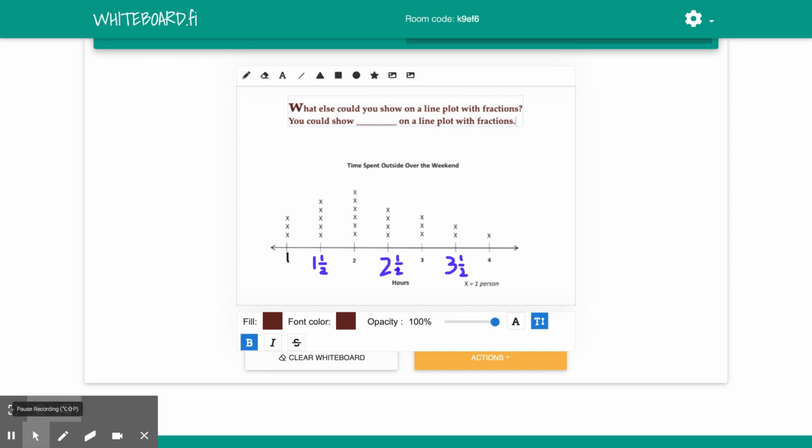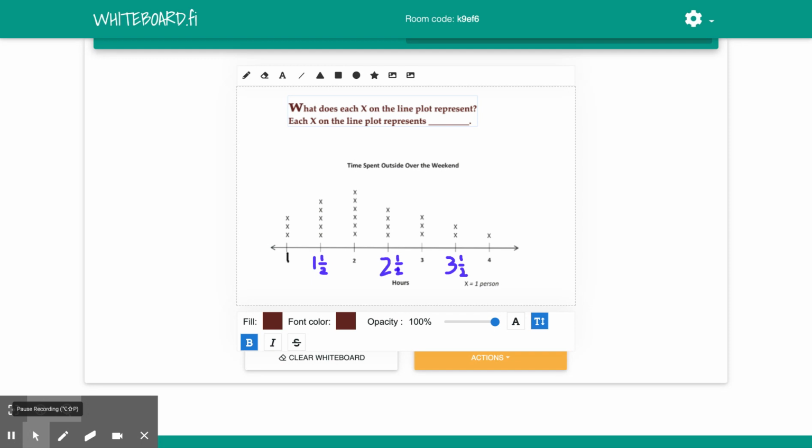And what does each x on the line plot represent? Each x on the line plot represents one person. So how many people spent 2.5 hours outside? 1, 2, 3, 4. 4 people spent 2.5 hours outside over the weekend.